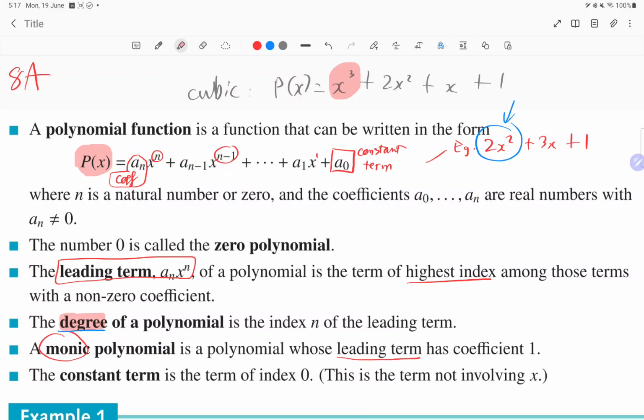Is this a monic polynomial? This one. Is this a monic polynomial? Yeah, good, right? Because the coefficient of the leading term is 1. Okay, good. Yeah, that's it.